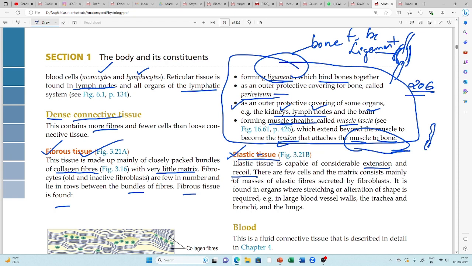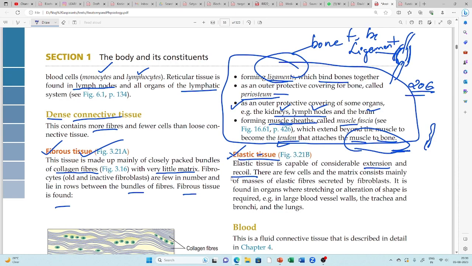It has the speciality of elasticity, which means this tissue has the capacity for extension and recoil. It is found in large blood vessel walls, trachea, bronchi, and lungs. Okay, here we are finishing dense connective tissue.